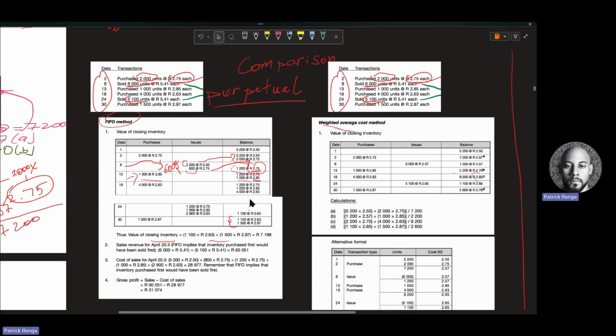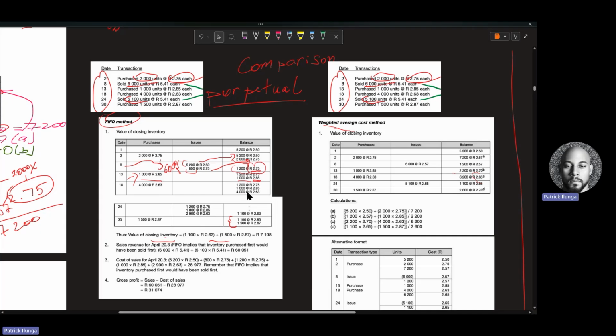Oh, sorry, what am I saying? So there was a purchase of 4,000 units. The sale happened on the 24th. And that's why you need to use these tables. These tables will keep your structure so that you don't make a mistake. So the sale was not these 4,000. This 4,000 was a purchase, and that purchase is added.